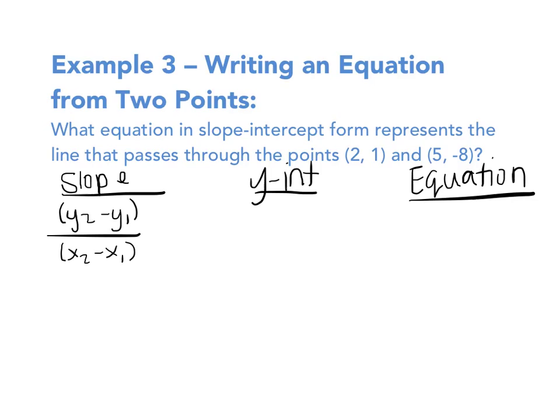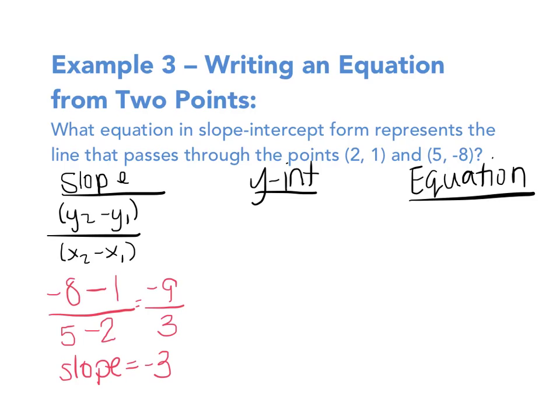So I'm going to plug in my x and y values. So y2 is negative 8, y1 is 1. So negative 8 minus 1 all over, x2 is 5, and x1 is 2. So we have negative 8 minus 1 all over 5 minus 2. That equals negative 9 all over 3. So the slope is negative 3.